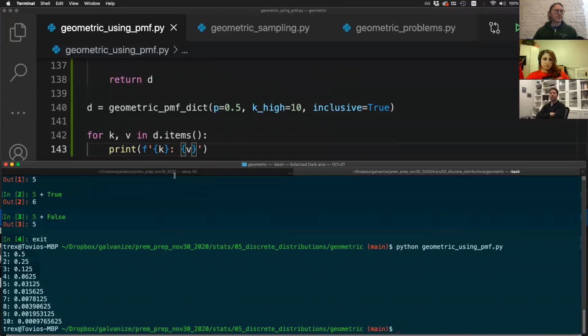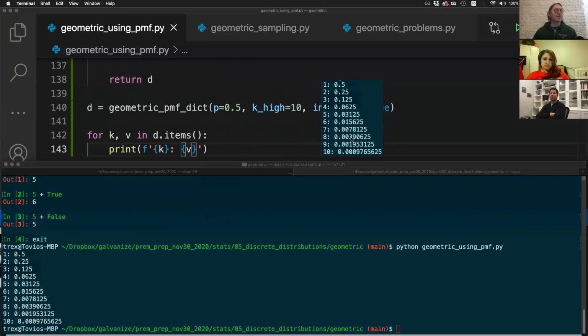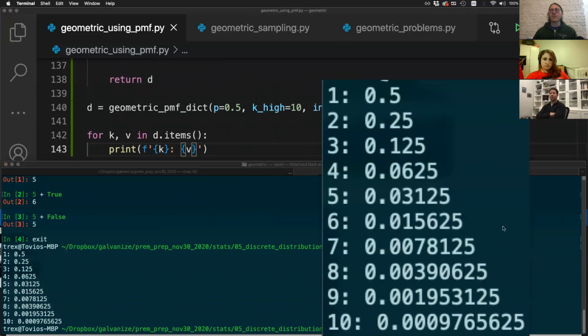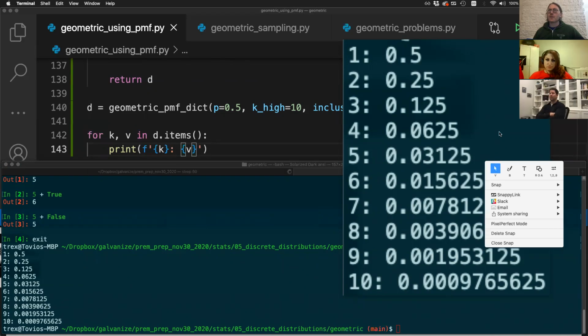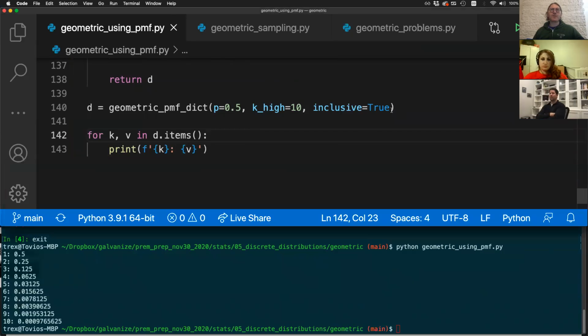So this is with inclusive true. Notice what we're seeing here. The probability of success on the first flip is 0.5. The probability of success on the second flip is 0.5 squared. 0.5 to the third power, 0.5 to the fourth power, to the fifth power, to the sixth power. There are times where we refer to this as geometric decay. And in this case, with a probability of 0.5, there's geometric decay. So that's with inclusive true.